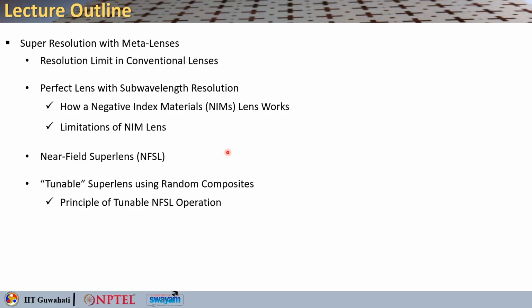Here is the lecture outline. We will discuss the super resolution of metalenses, and talk about the resolution limit in conventional lenses. We will also discuss the perfect lens with sub-wavelength resolution, and then how a negative index material or NIM lens basically works, and we will also see the limitations of such lenses. And then finally we will go to the discussion of the near field super lens. We will see how we can make a tunable super lens using random composites and what will be the principle of tunable near field super lens operation.